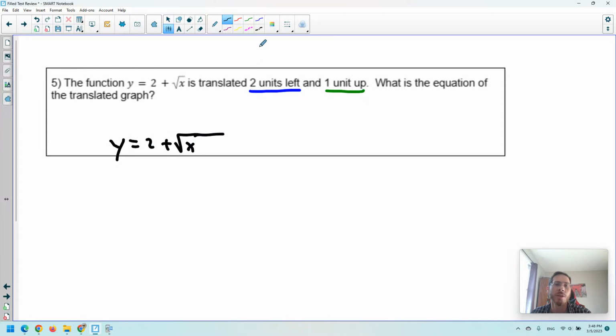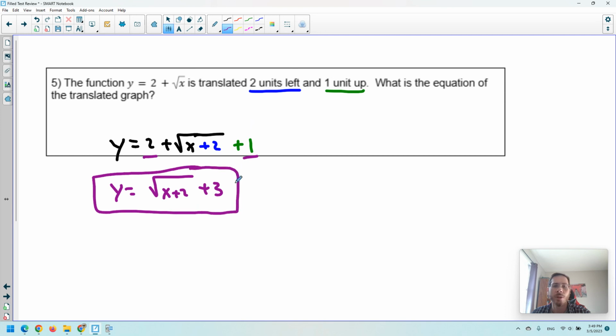I'm going to change this x into 2 units left. So left means I need to go plus 2 inside the radical. And then 1 unit up, I need to go plus 1 on the outside. And this one's a little bit fun because now we can combine like terms on the outside. And we get square root x plus 2 plus 3.